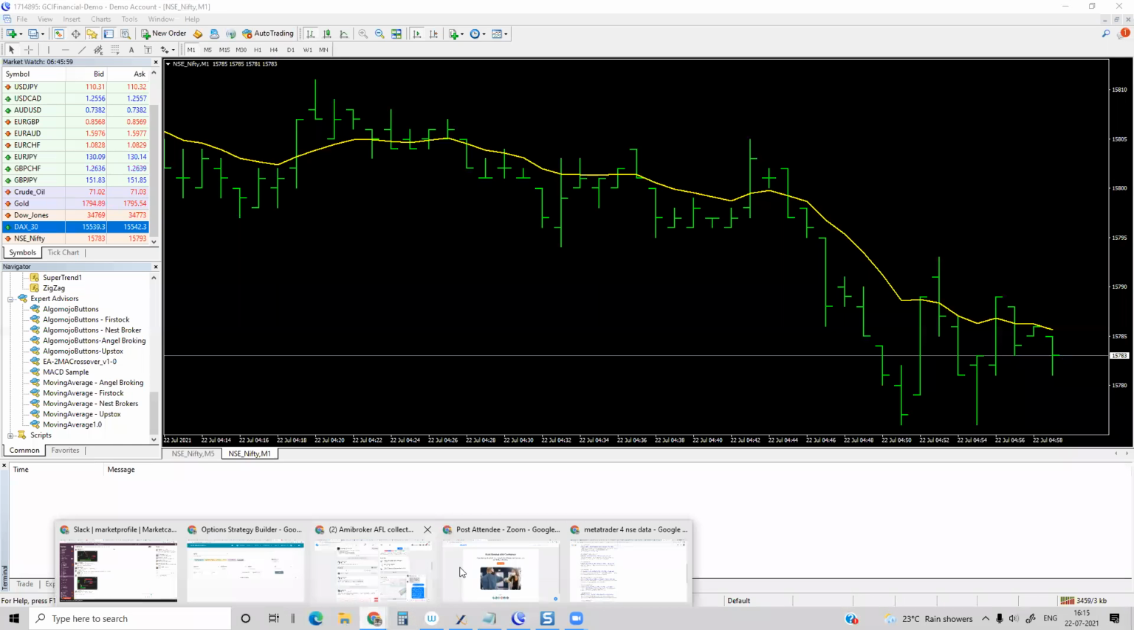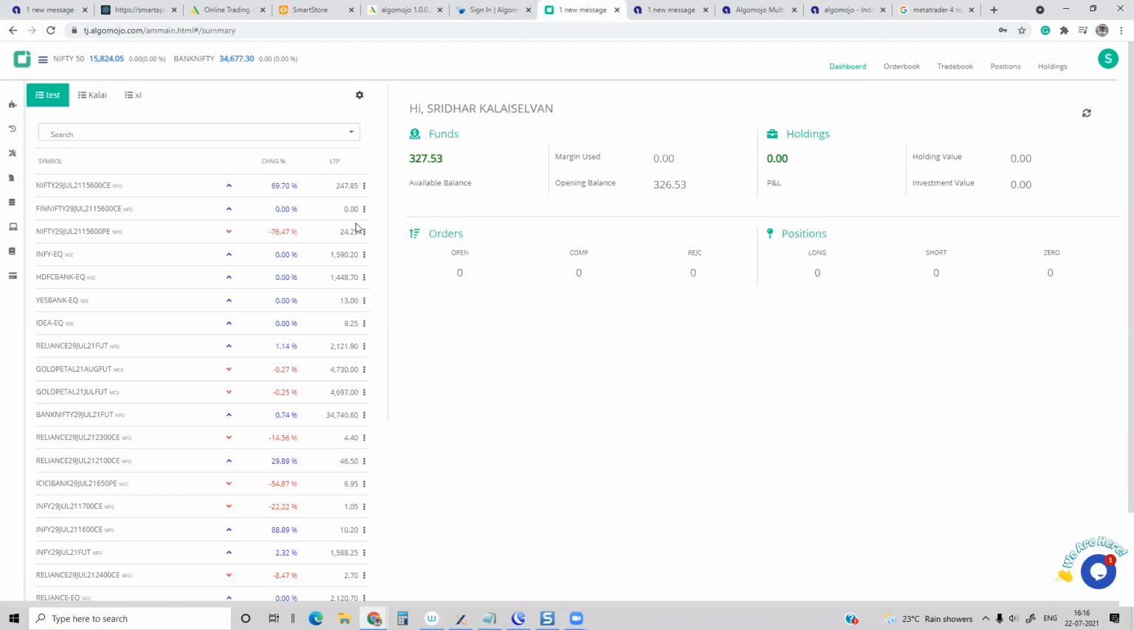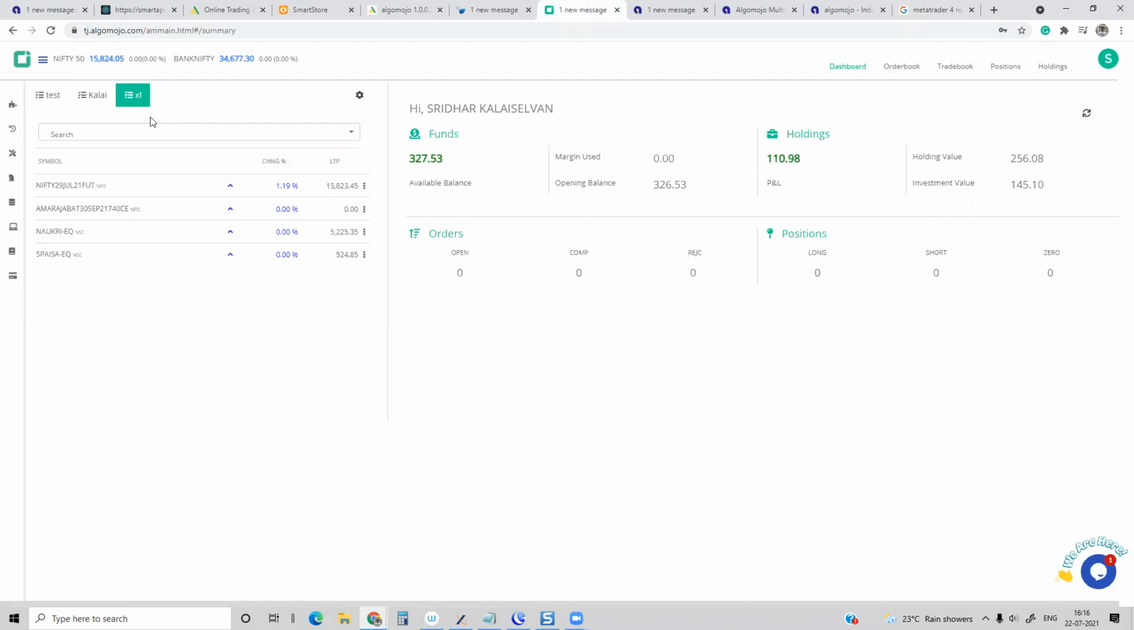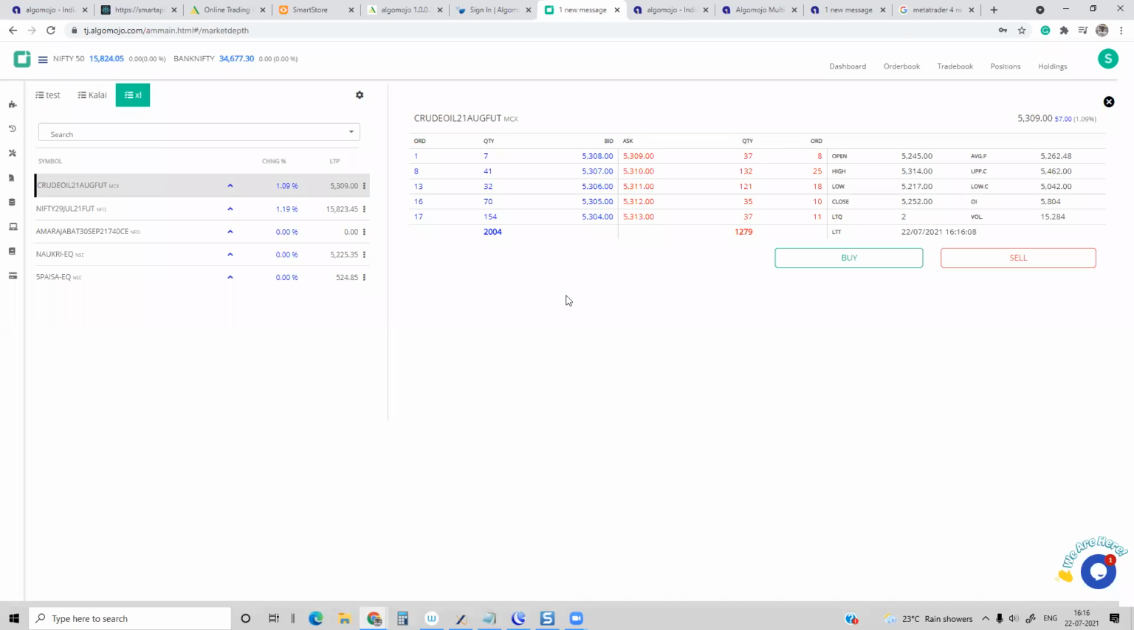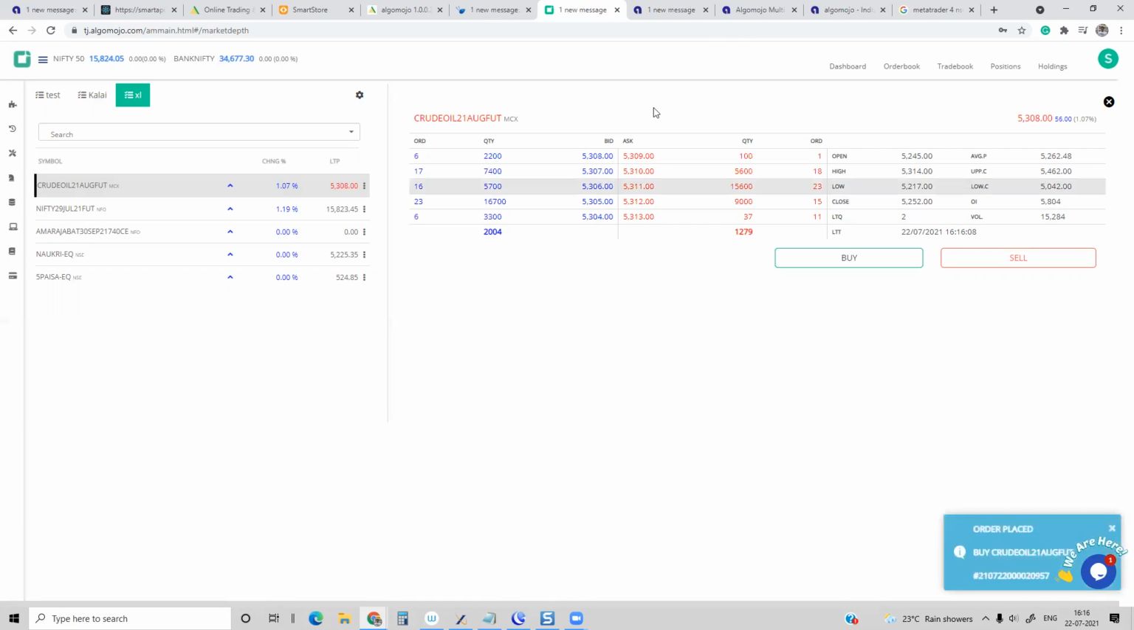I'll go to one of the broker applications. So here I'll go to the dashboard. Like every regular trading terminal, you can also go back and check. Let's say I can pull up a particular tab. Here I'll add, let's say, the crude oil August contract. And from here I can see the market depth, and you can see that it will be running in real time. And here I can place my manual orders from here. This is for placing manual orders.